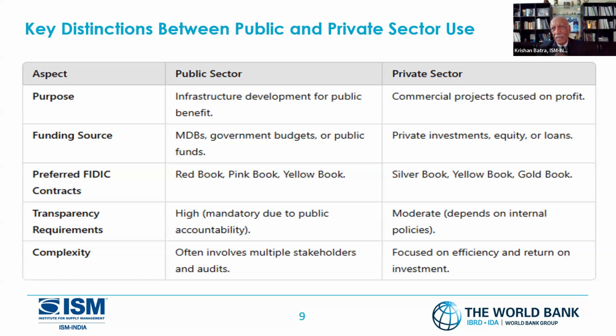I want a turnkey, I want a yellow one. So I want a gold book around. So there are different practices around transparency requirements. Then comes the complexity part.